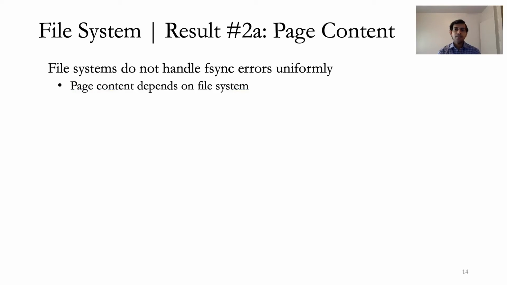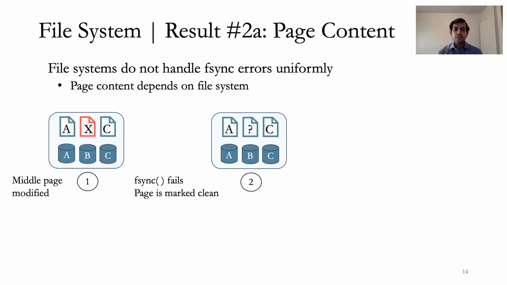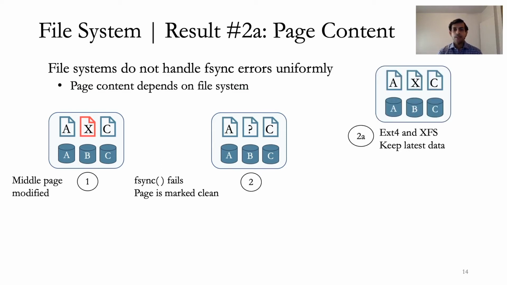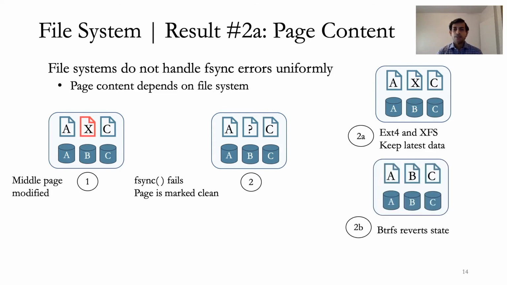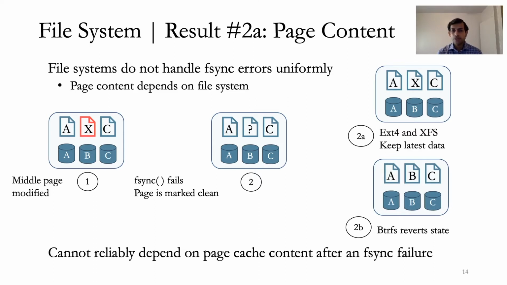And while file systems have marking pages clean in common, they actually differ in what's contained in these pages. Using the same example as before, if you're modifying the middle block from B to X, the disk still contains B since fsync fails. But on ext4 and XFS, even though the page is clean, it contains the latest write X. Btrfs reverts back to the old content because of its copy on write approach. So you cannot depend on the page cache content after a failure.